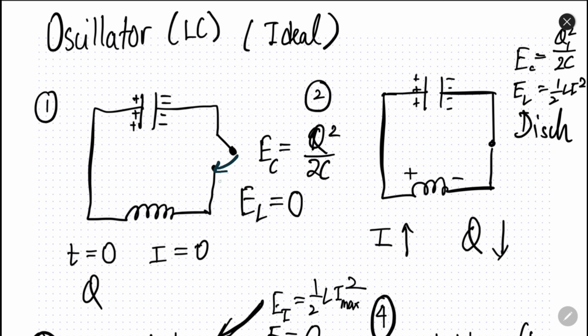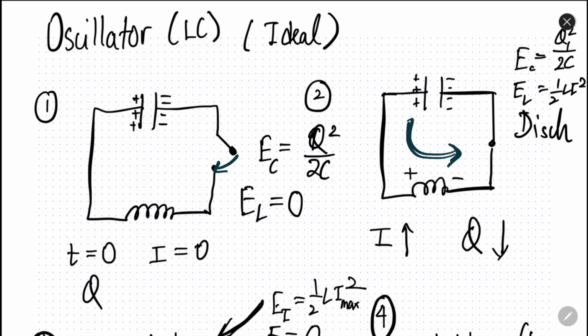Now as soon as we close the circuit, what will happen? Current will start to flow like this. Once the current starts to flow, the capacitor will get discharged and the inductor will not allow the current to achieve its maximum value initially. It will take some time for the current to achieve its maximum value because the inductor opposes the change in current.